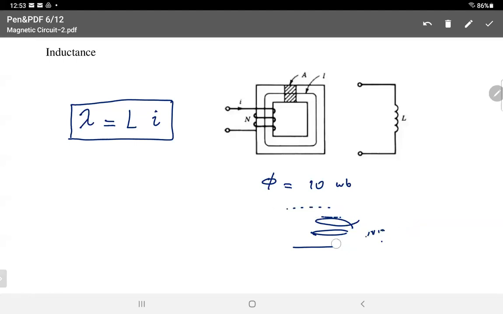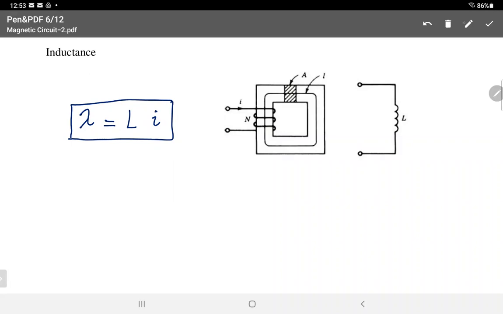So there is a relationship between the flux linkage and the current. The quantity of the total flux linking all these turns depends on the current. When the current increases, the flux linkage increases. The constant relating them is L. That's the inductance. That's the main definition of the inductance.